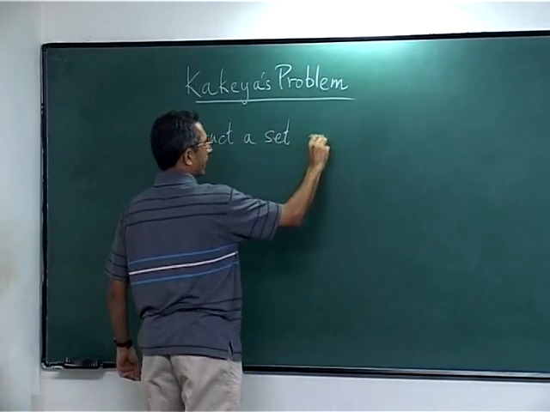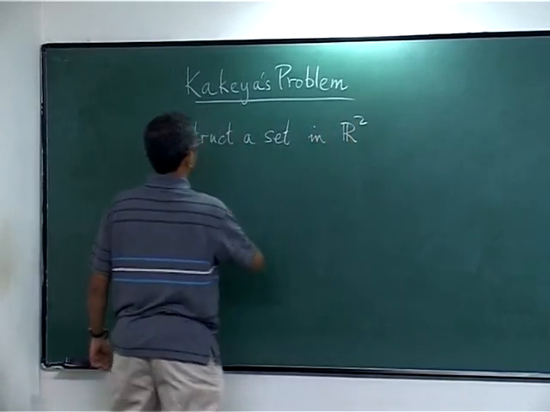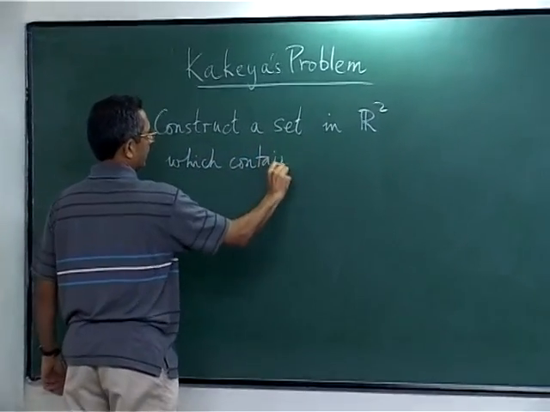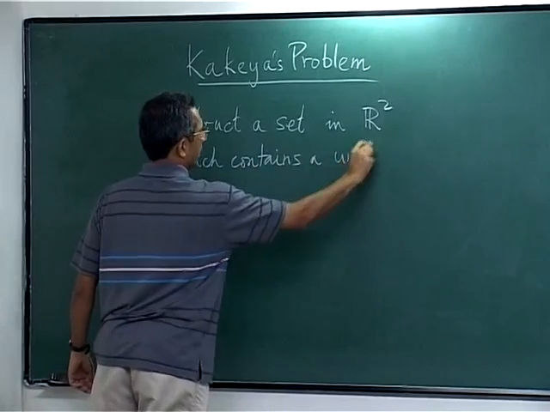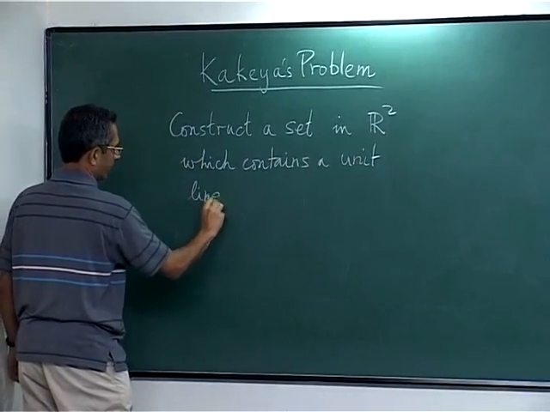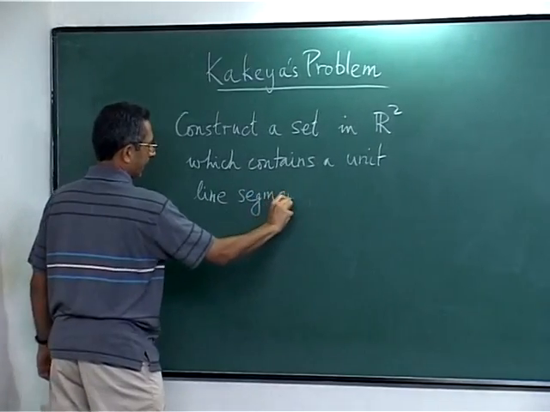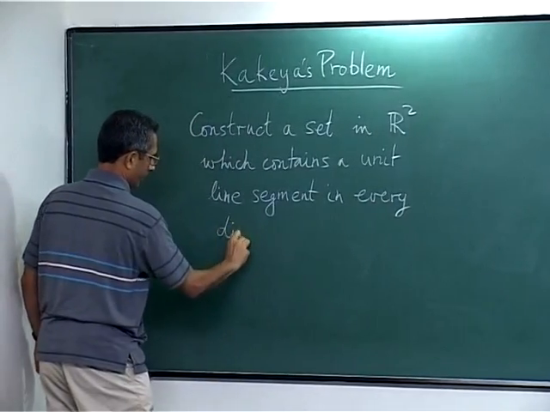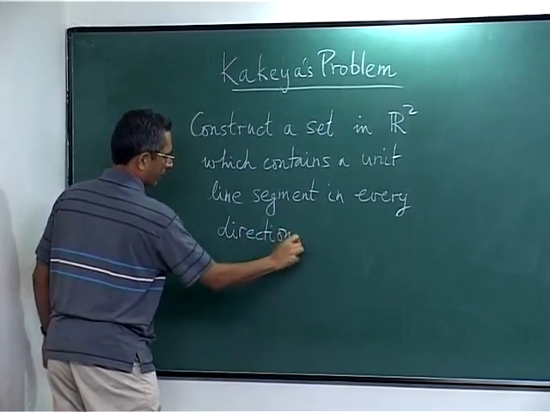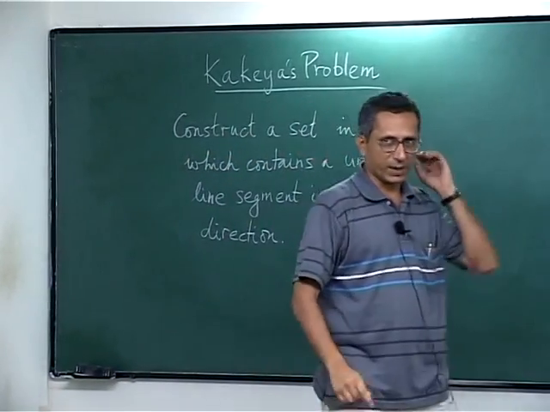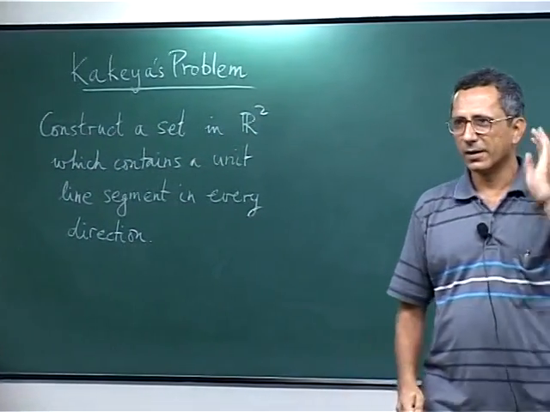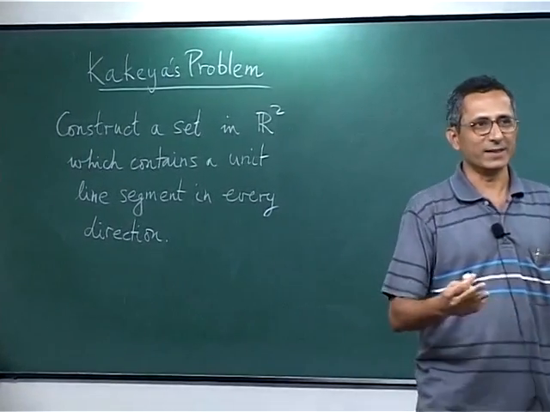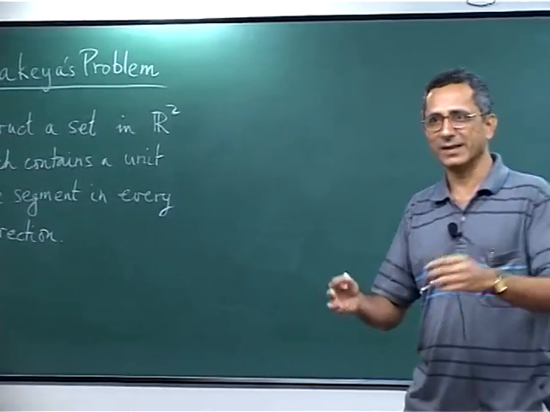a set in R2 which contains a unit line segment in every direction. So you want to construct a subset of R2, and obviously you can take all of R2 and it contains everything, all unit line segments in every direction.